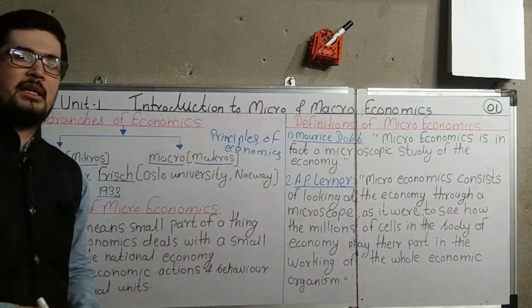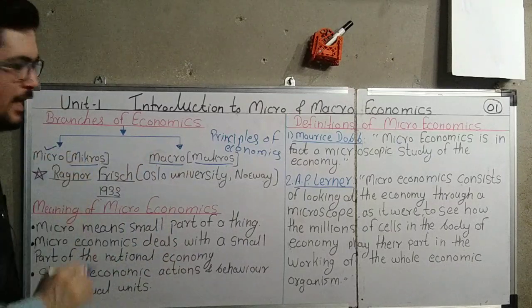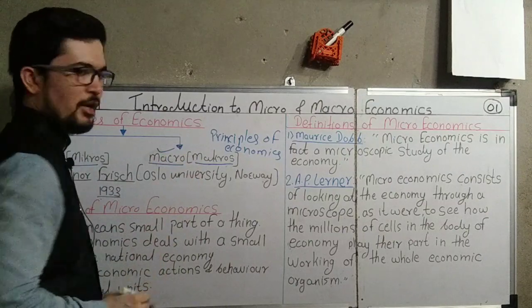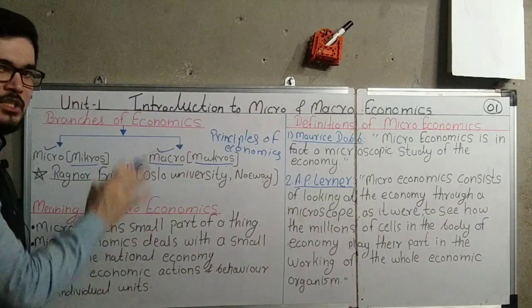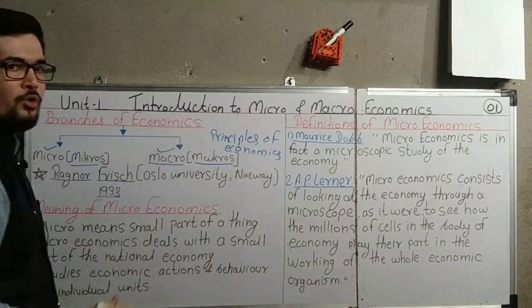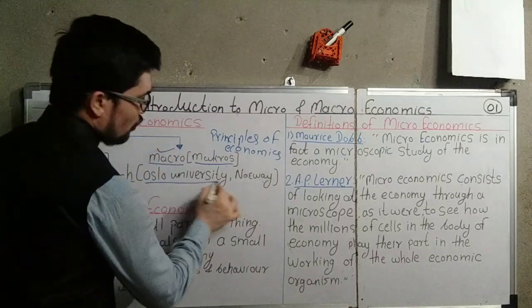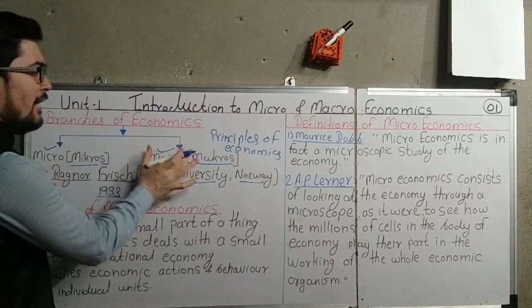In economics, there are two branches available. First branch is known as microeconomics and second branch is known as macroeconomics. In 1933, Ragnar Frisch is the first person who developed the terms micro and macro. Ragnar Frisch was of Oslo University, Norway, and he first used these two terms, micro and macro.